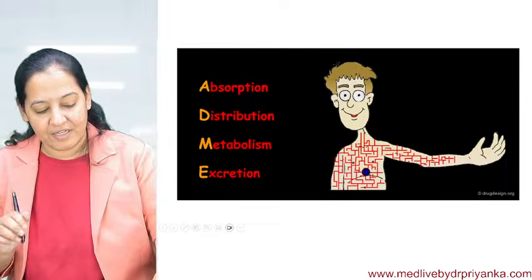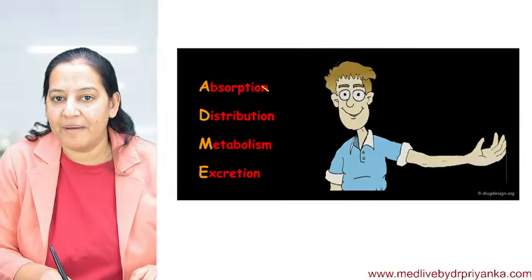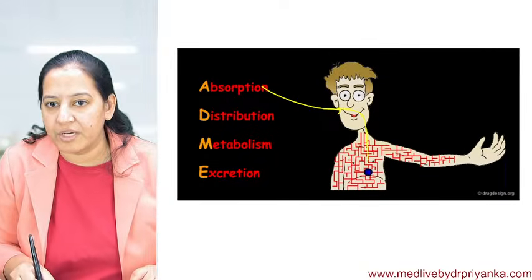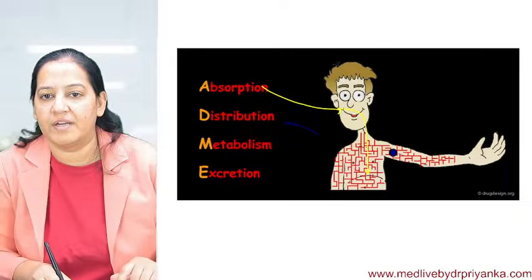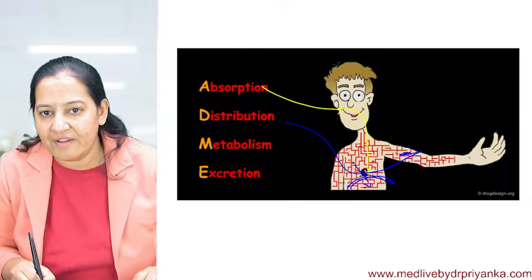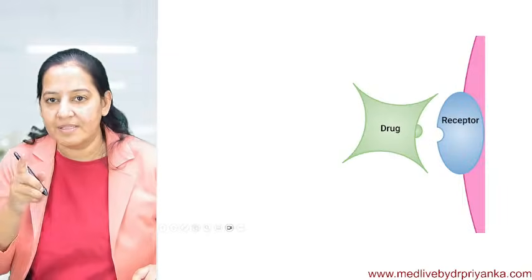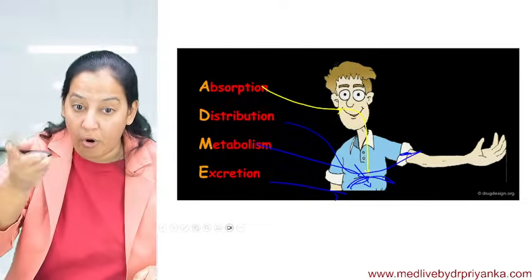You can see these are the 4 steps of PK. This person is taking the tablet, so first absorption. This is how absorption occurs. It goes into circulation. Then distribution, it is going to various organs. Then it is going to the liver. It enters the liver, gets converted from non-polar to polar, and finally it gets excreted out of the body. This is what the body does to the drug.